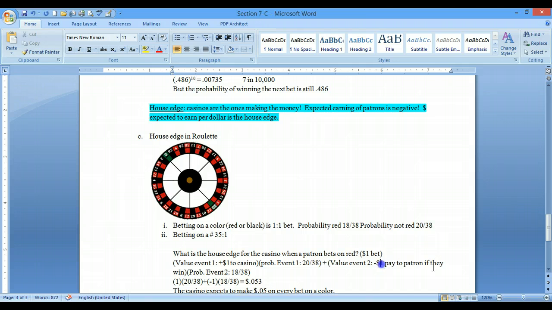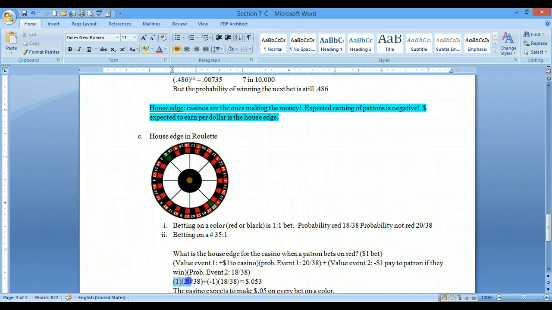Now notice it doesn't say that I'm paying them $2, because when they bet their dollar, that dollar is just kind of sitting there in limbo. That's not yours nor theirs anymore if you're the casino, and then you just give that dollar back to them and you pay them one of your dollars as the casino. The probability of the patron winning, so if they bet on red, the probability is 18 out of 38. So I have 18 out of 38.